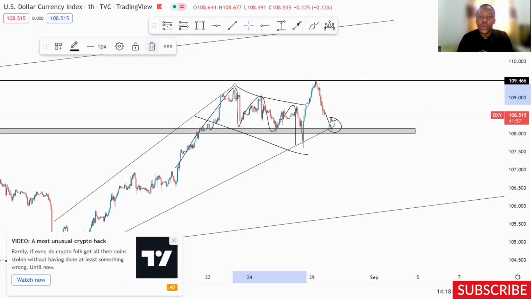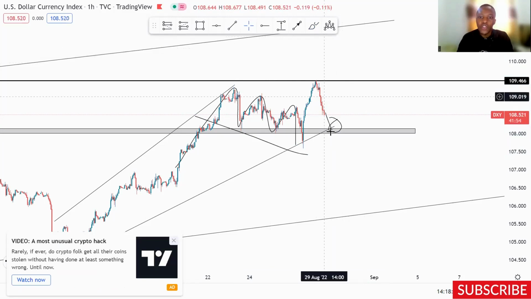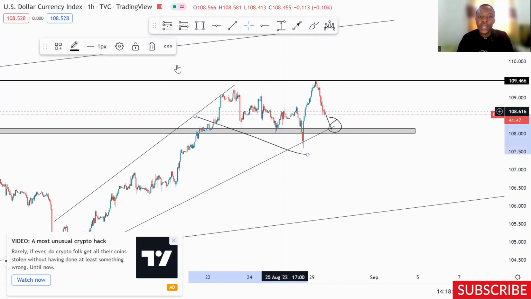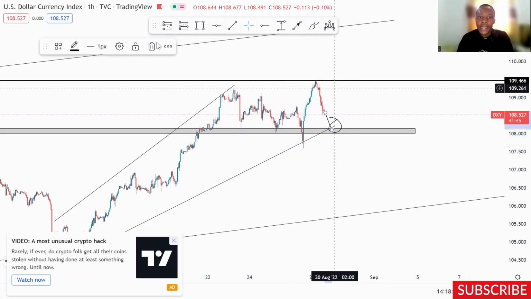But for now, it would be worth waiting to see if it's going to break below, give us the retest, and continue going to the downside. Right, so that is what I am seeing on the dollar index.